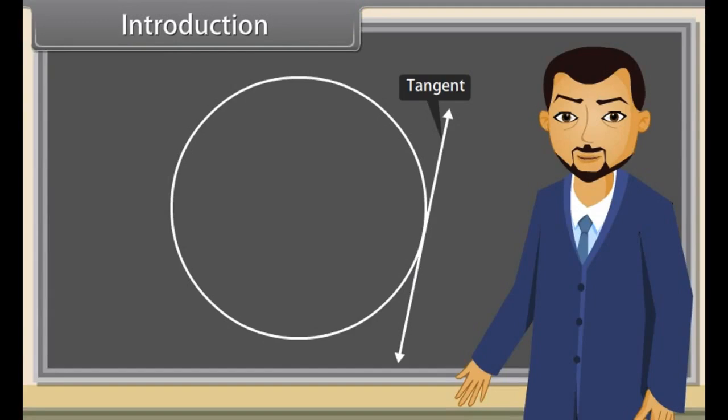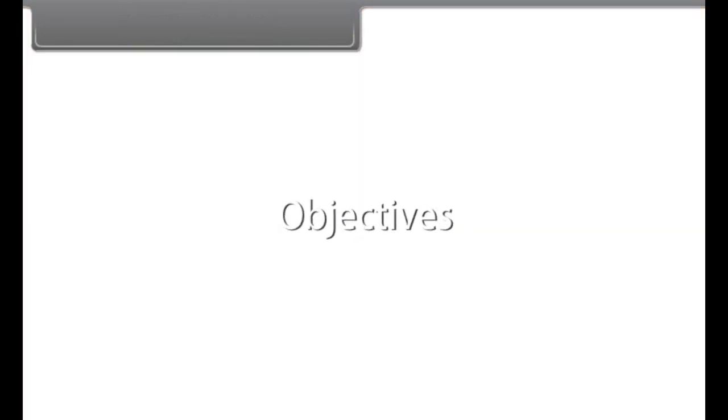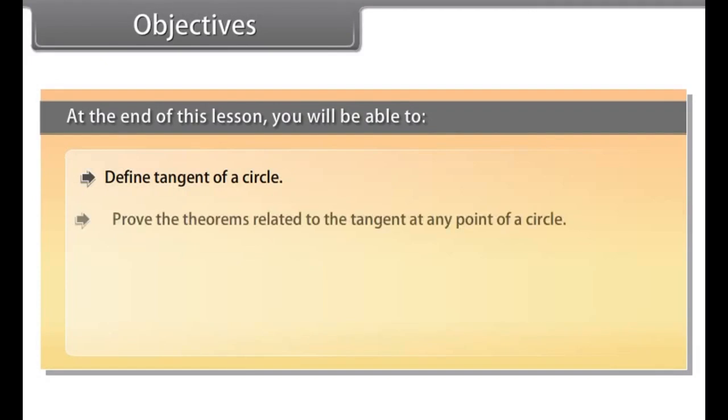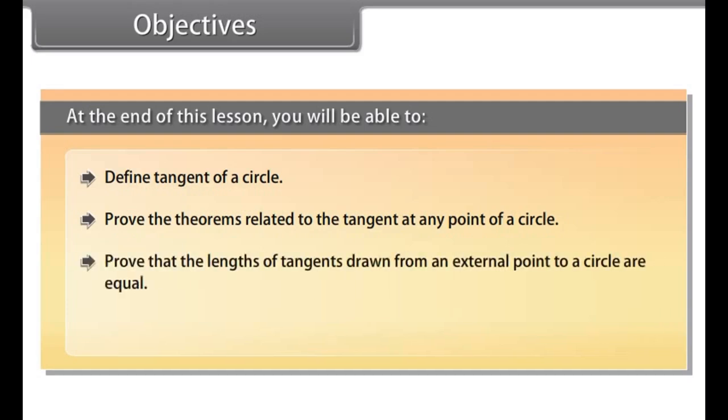Today we will study about circles and tangents. Objectives. At the end of this lesson, you'll be able to define tangent of a circle, prove the theorems related to the tangent at any point of a circle, prove that the lengths of tangents drawn from an external point to a circle are equal, and solve examples related to the tangent of a circle.